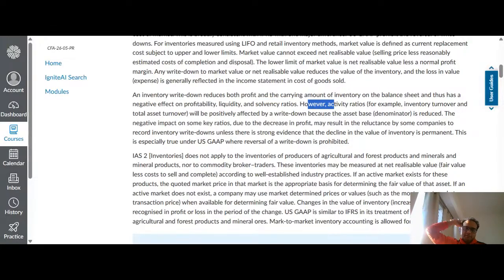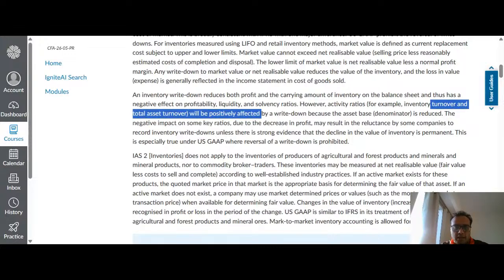However, the activity ratios, for example, inventory turnover and total assets turnover will be positively impacted because आपकी inventory value vis-a-vis turnover reduces. Inventory divided by turnover higher होती है अगर आपकी inventory value higher है, but आपकी inventory divided by turnover अगर कम है, या तो total assets divided by turnover भी अगर आपका कम है, it will be positively impacted in that way. Your activity ratios will be positively impacted, but your profitability, liquidity, and solvency ratios will be negatively impacted.